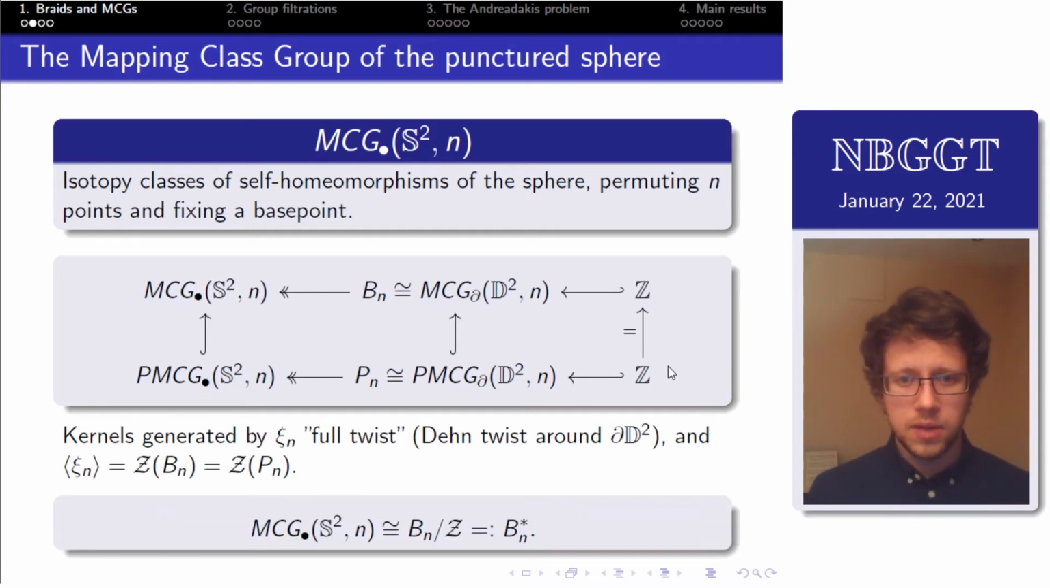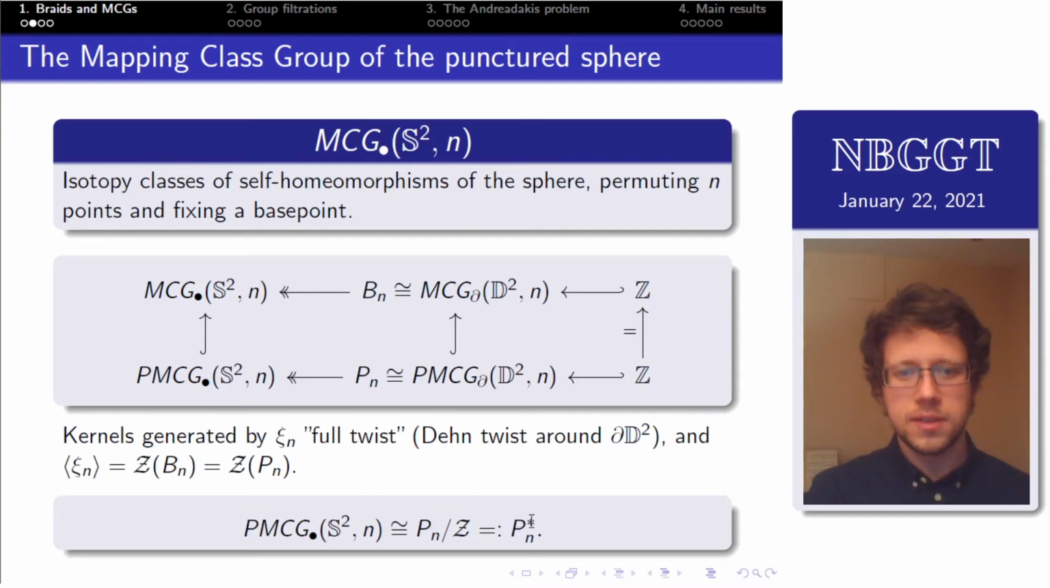Okay, so let me recap. This mapping class group of the punctured sphere is exactly the quotient of the braid group by its center, and we usually call it Bn star. And since I'm mostly interested in the pure version of that, the pure version is the quotient of the pure braid group by its center, and it's denoted by Pn star.